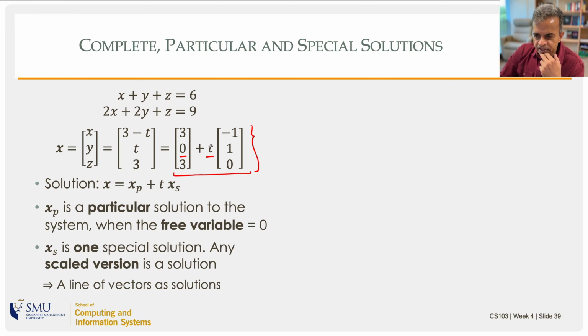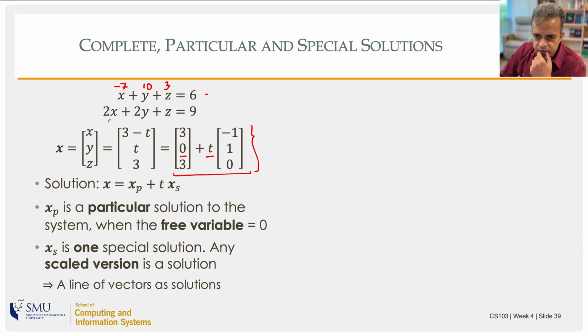Now let's take t equal to, let's say, 10. So x is going to be 3 minus 10, so minus 7. Y is going to be t times 1, so that is going to be 10 because we took t to be 10. Z equal to 3 plus 0, so that is 3. So what do you get? Minus 7, 10, 3, they add up to 6.